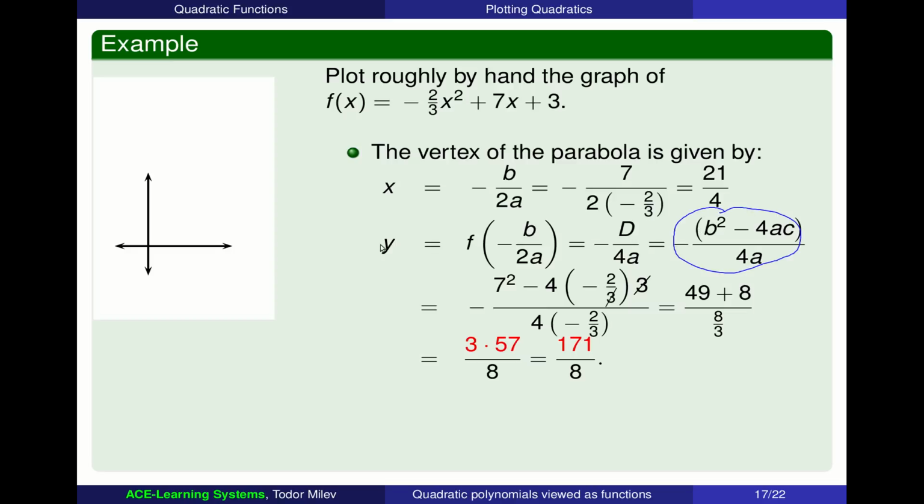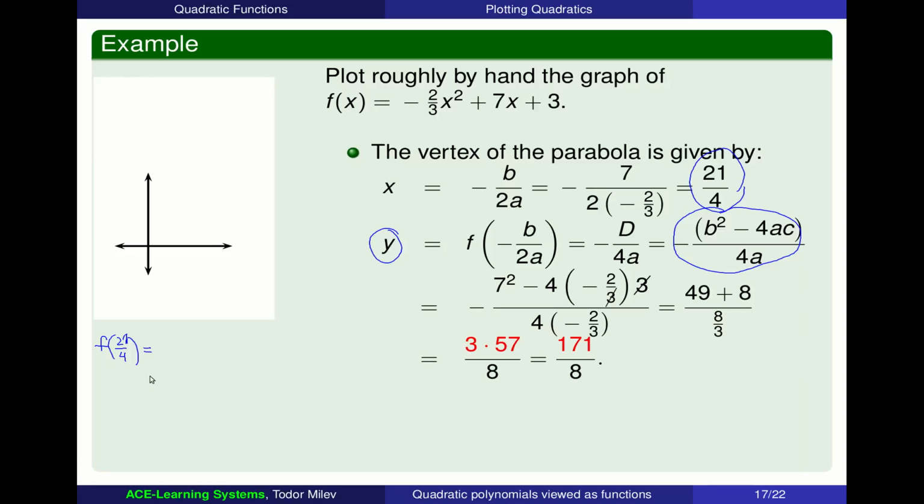So you cannot remember that the y-coordinate of the vertex of the parabola is minus the discriminant over 4a. Well, you don't need to actually memorize that formula. All you need to do is compute f of the x-coordinate of the vertex of the parabola. So all you need to do is compute f of 21/4, right? When x is equal to 21/4, we're at the vertex of the parabola. So all you need to do is take f of 21/4 and compute that.